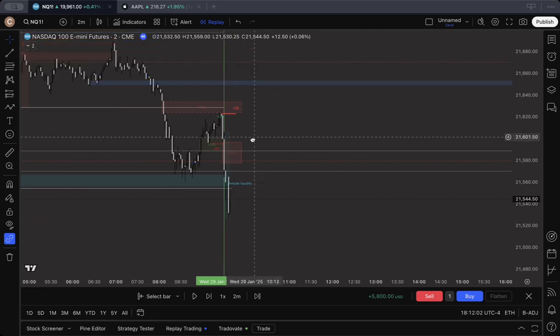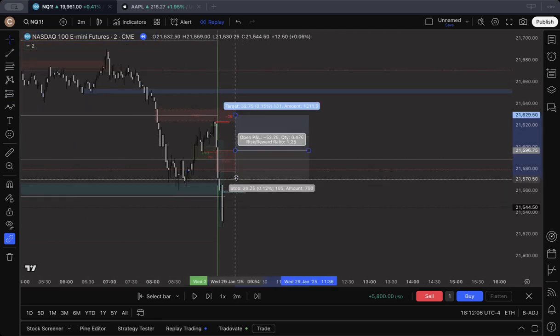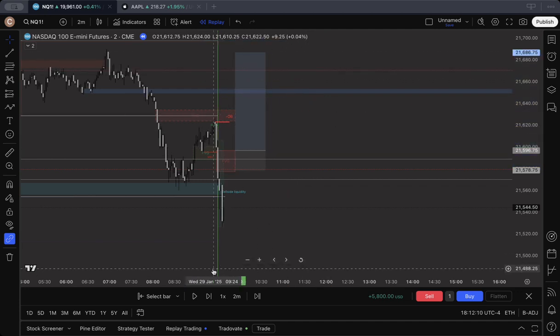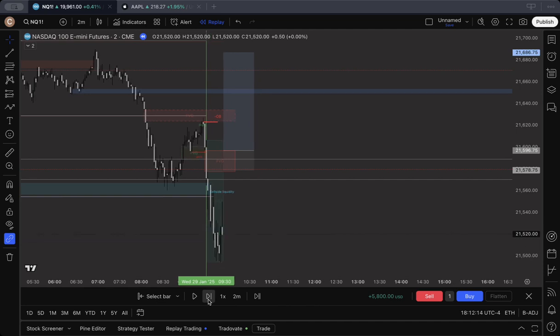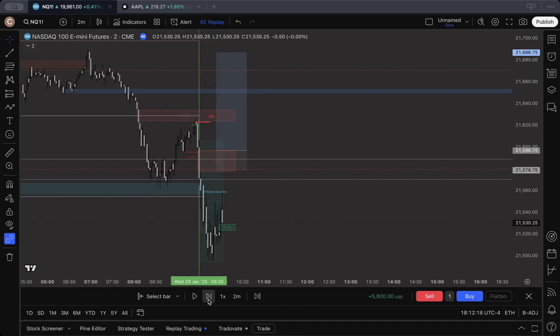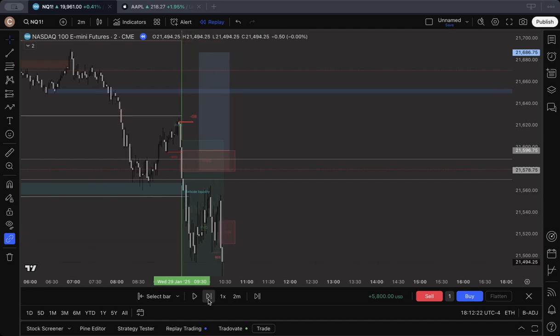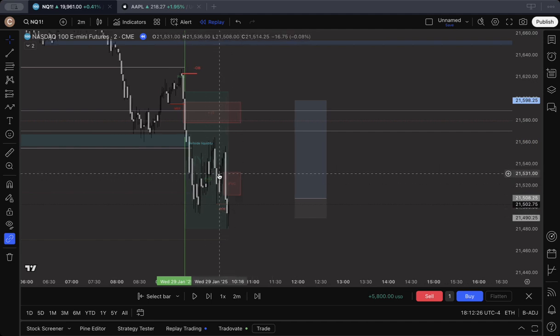We got a fair value gap here. There could be a possibility if we build enough structure. Yeah, something like this. Unless we just keep going. It's really weird. A lot of chop. This could be pre-news here. I don't know.